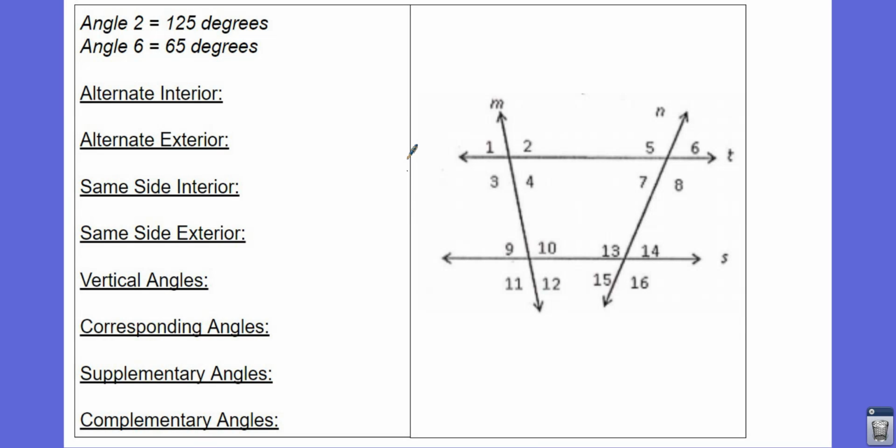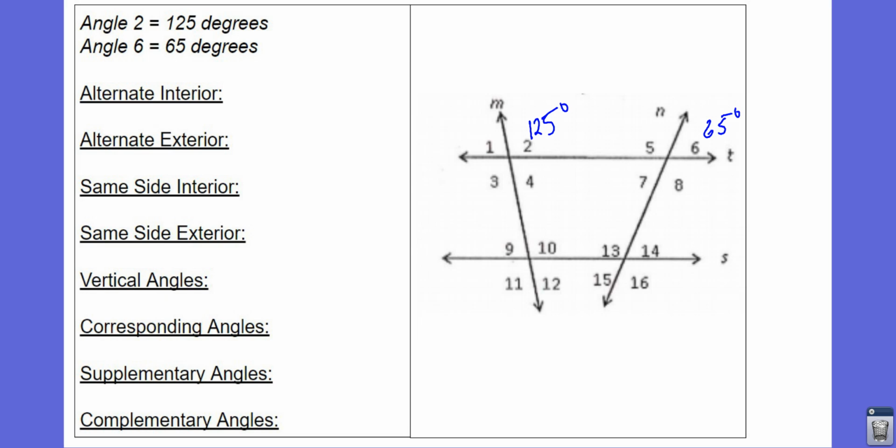Taking a look at angle 2. Just going to go ahead and run through this. Should be able to get it pretty quick now. 125, angle 6, 65. Okay.